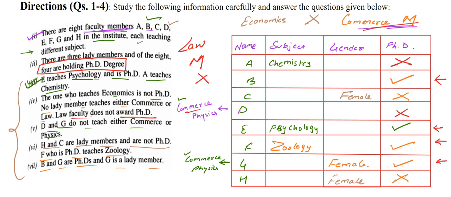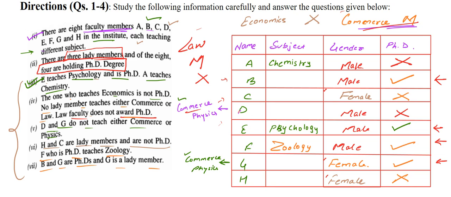Now we also know that there are 3 lady members. You can check over here. We have 3 lady members, and we have got all our 3 lady members, who are C, G and H. So the remaining ones are male. So we have 5 male teachers, so we will write male in the remaining 5. Now we don't know the subjects of 5 of the faculty members, but we know many points which can give us few hints about their subjects.